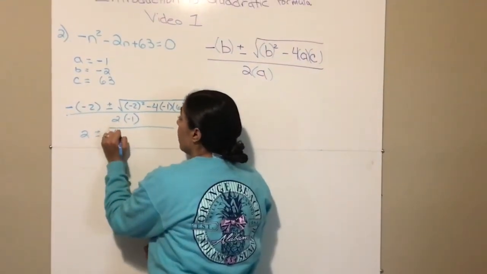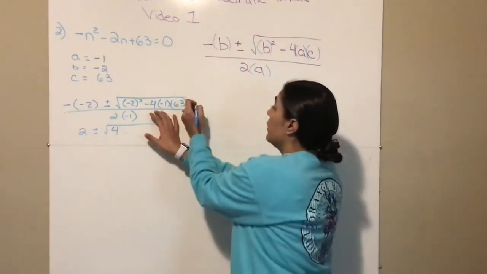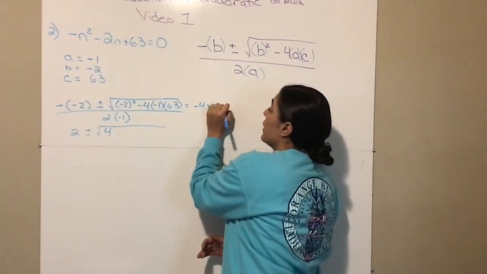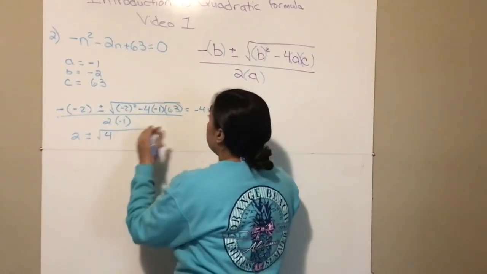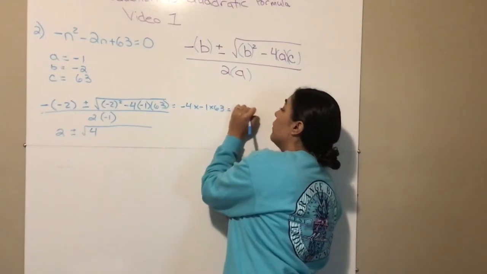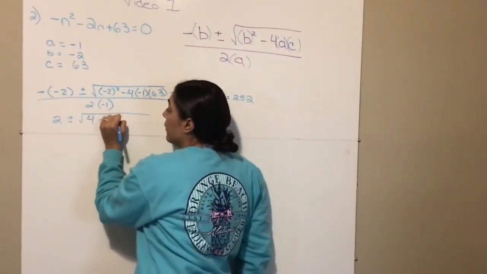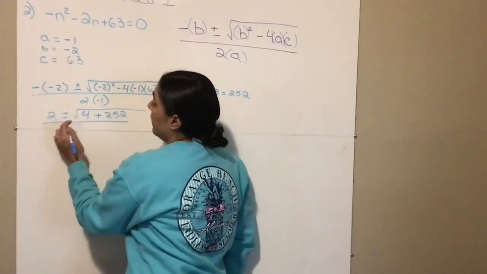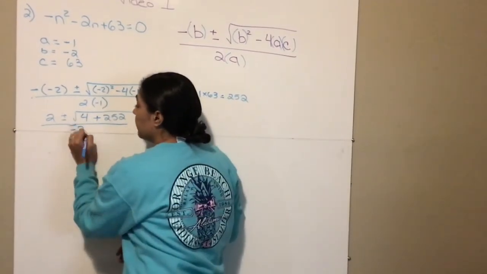So you're going to have 4 minus, well, we don't know if it's a minus. And you can type in all this on your calculator. Type in negative 4 times negative 1 times 63, and it's going to be a positive 252. On your calculator, it's just going to say 252. And if there's not a negative, we know it's a plus. So you're going to say plus 252 over, and then we got 2 times negative 1, which is negative 2.